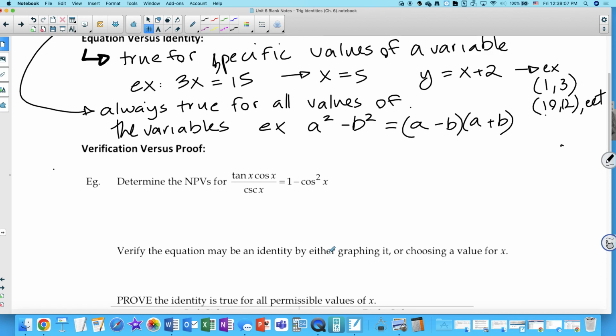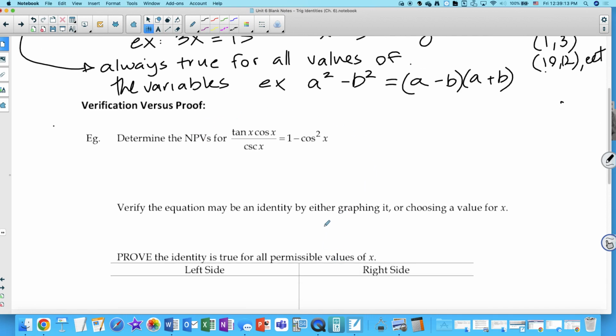Okay? So if we are looking at this identity, you want to look at one side at a time. What's nice right now is that the right side doesn't have any non-permissible values. This is defined for all values of x. But on the left side, we see denominators, and we also see trig ratios that are not sine and cosine. So whenever you see that, you have to also state non-permissible values.